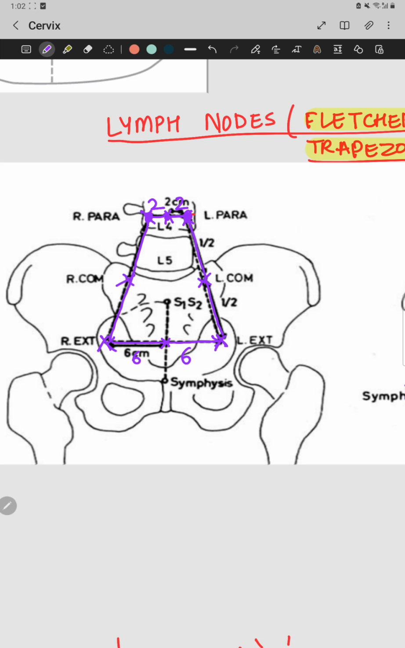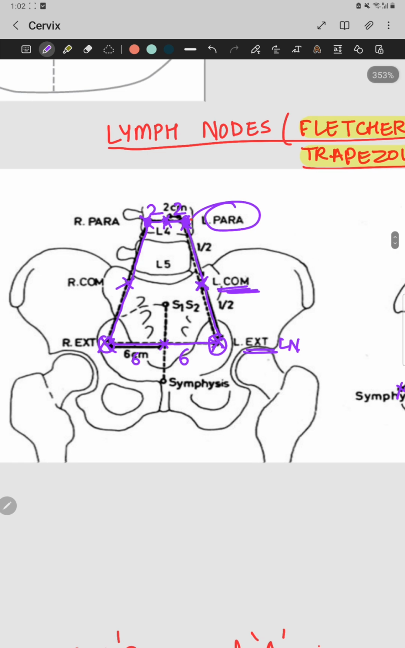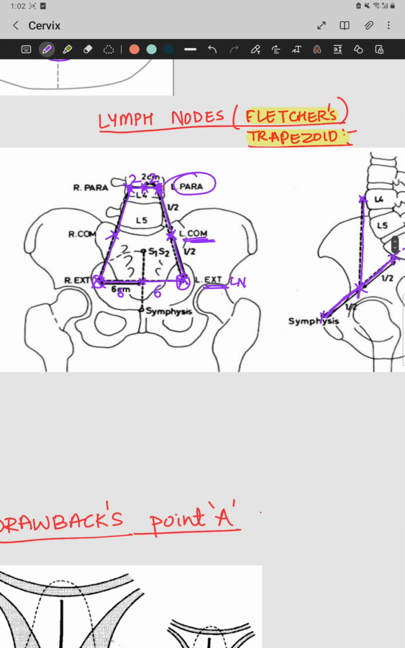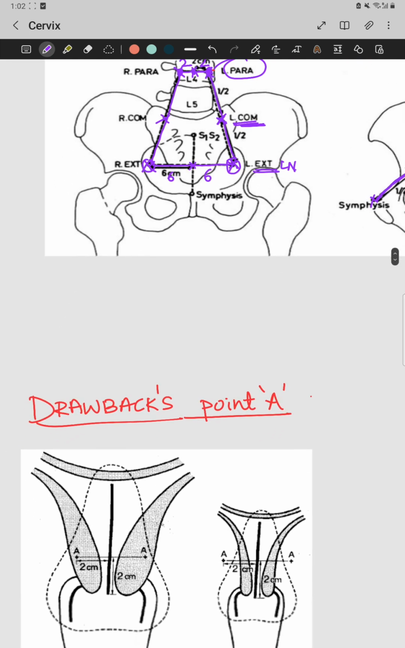Now what all of these points represent is, the lowermost points represent the external iliac lymph nodes, the middle point on the line joining that represents the common iliac lymph nodes, and the upper ones indicate the para-aortic lymph nodes. So the doses to these regions are marked based on the lymphatic trapezoid or Fletcher's trapezoid.